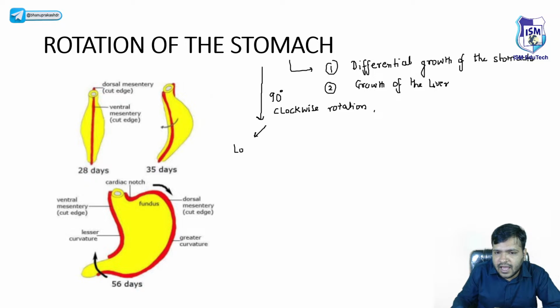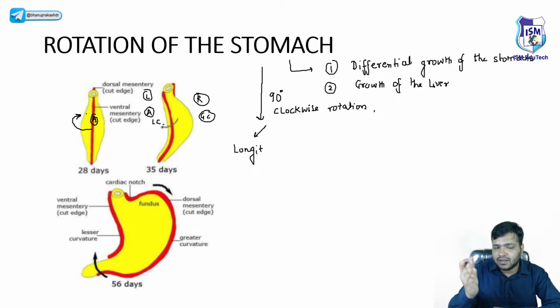Longitudinal axis. So you can see that this particular portion is going like this. So this will become the lesser curvature, and the posterior one will be the greater curvature. So the anterior part will come towards the left, and the posterior part will come towards the right, right? It has only rotated 90 degrees, so it will come towards the left, right? So yes, remember that.